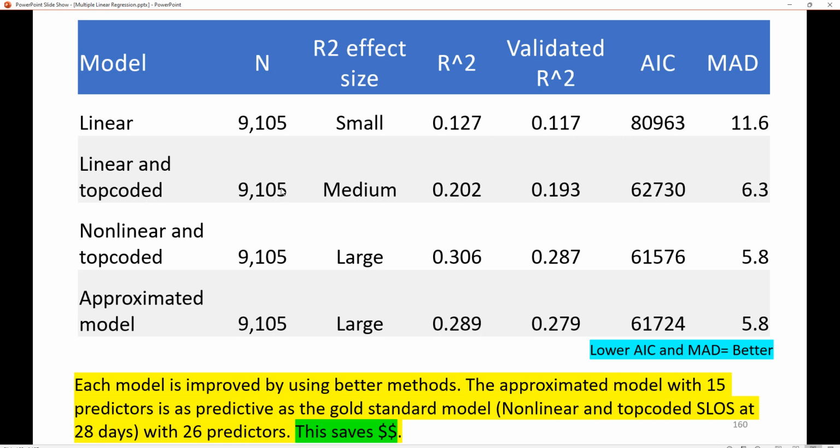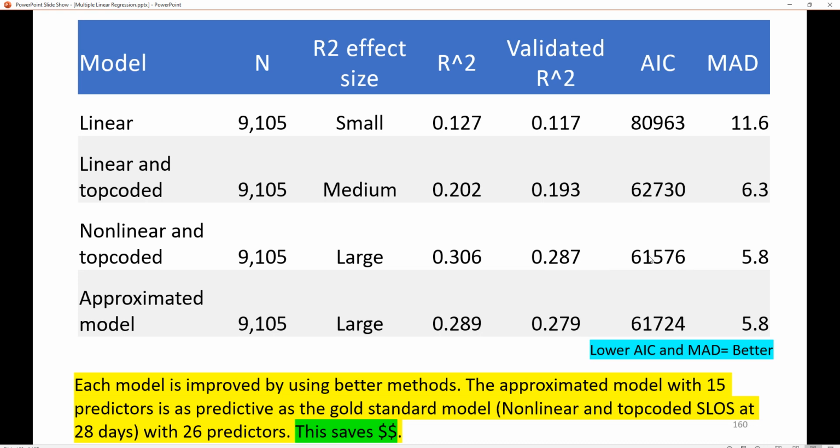And when we use the linear model that has the top-coded value for length of stay, we get a medium effect size. The R-square is 0.202, and the validated R-square is 0.193. And for the third model, we have a model that's nonlinear and does use a top-coded length of stay. And for that, we get a large effect size. The R-square is 0.306, so that R-square is the large effect that we're talking about. And the validated R-square is 0.287.